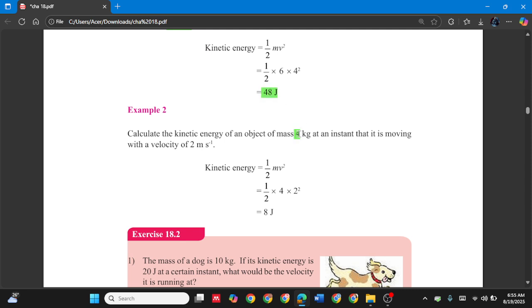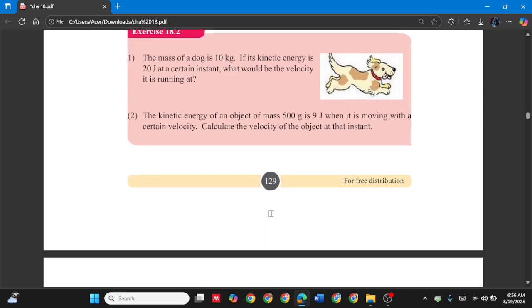Then the next example, it is 4 kg and 2 ms minus 1. So here you got 4, here you got 2 into 2 means 4. So 4 into 4 means 16. 16 divided by 2 means 8 joule. Okay. Then exercise, it's very easy.